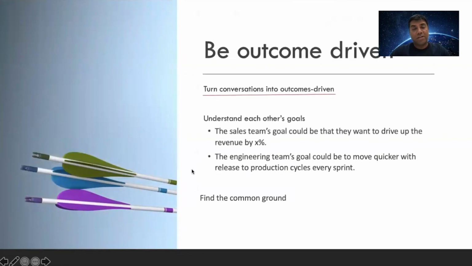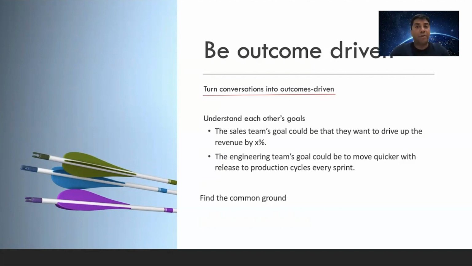And next is about being outcome driven. What I mean when I talk about outcome driven is turning conversations into outcome-driven ones. Don't just have a conversation about, hey, this is really important for my feature, for my product, and I need your team to build this by next quarter. That doesn't always go well. If you have authority, sure, but that's not how the world works. So you've got to understand how to turn that conversation into an outcome-driven one.